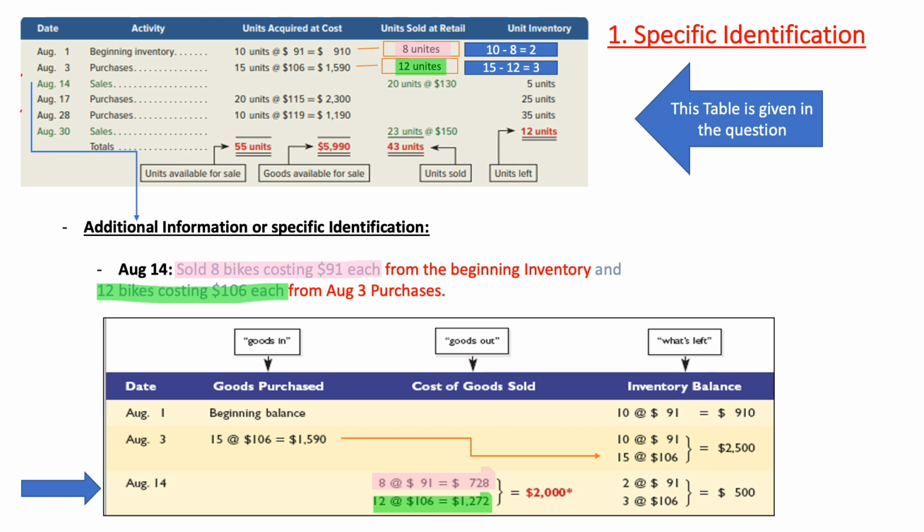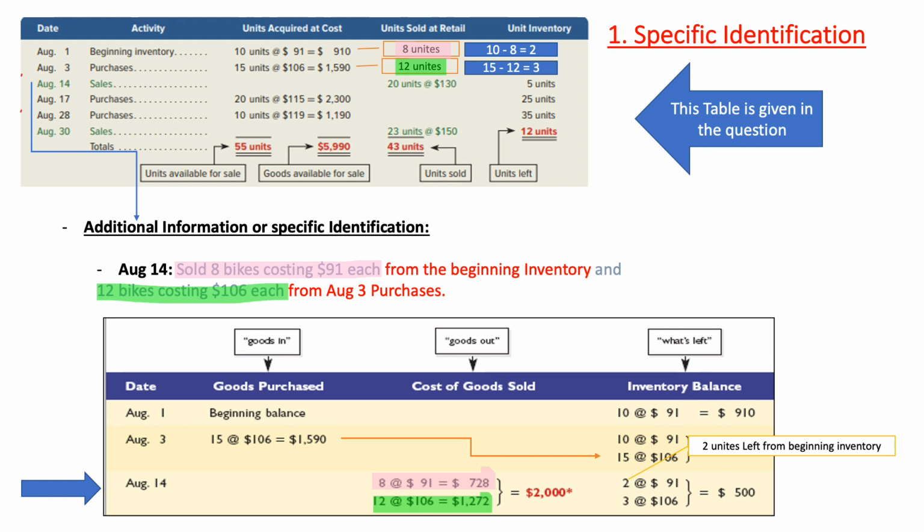So now remember, if you're selling items, when you're going to report the inventory balances, you're going to take the units left. How many units are left from the beginning inventory after the sales? As you see in the above table, we have a beginning inventory of 10 units, but we sell 8. So the total will be 2. So I'm going to say 2 multiplied by 91. Why? Because 2 units are left after sales from the beginning inventory.